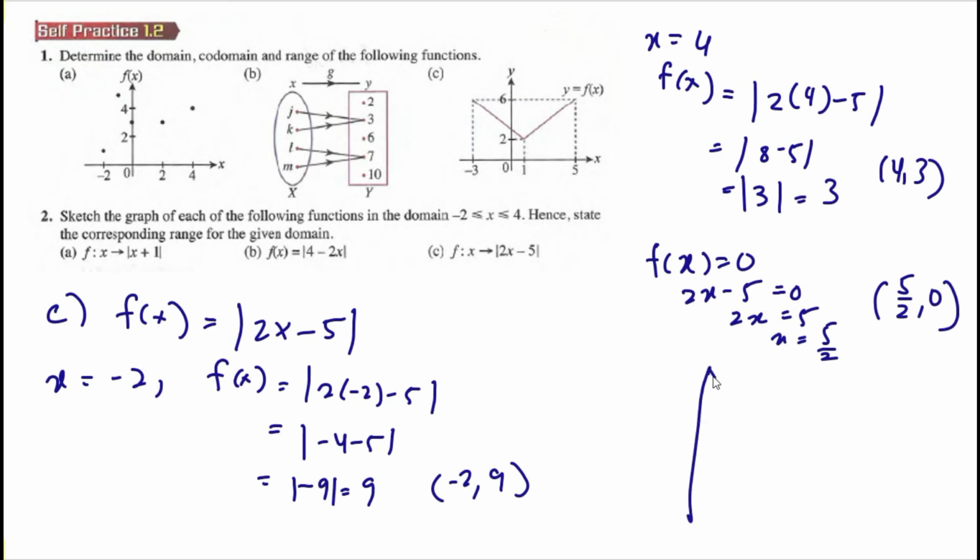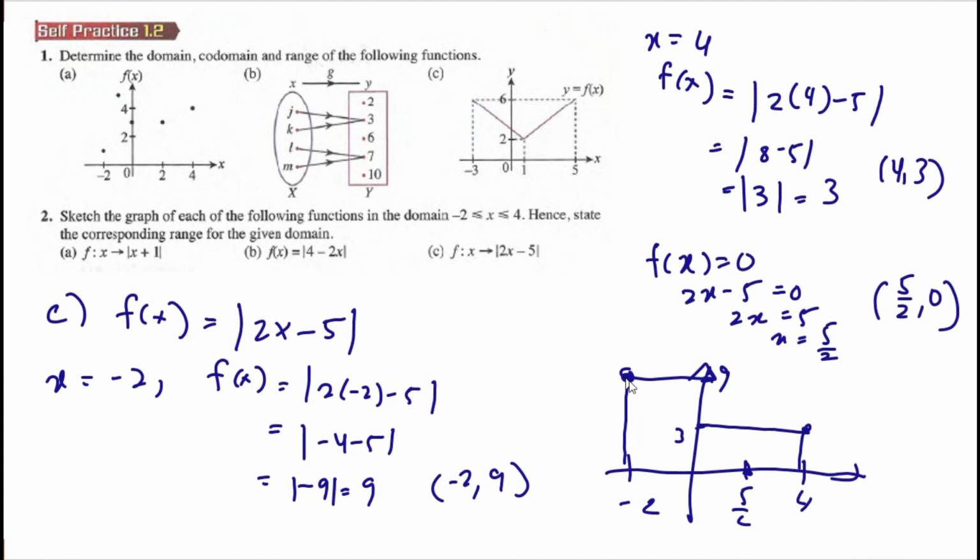So we can draw the graph here. We have from -2 to 4. Let this one be 9. So this one is (-2, 9). And then we have (4, 3), so maybe one third of this. This one is 3, and then we have 5 over 2, which is 2.5, maybe here, (5/2, 0), so the graph would be between these three points. So what is the range? The range from lowest to highest: lowest is 0 and highest is 9, so f(x) is in between 0 to 9.